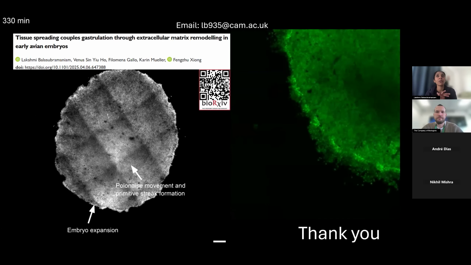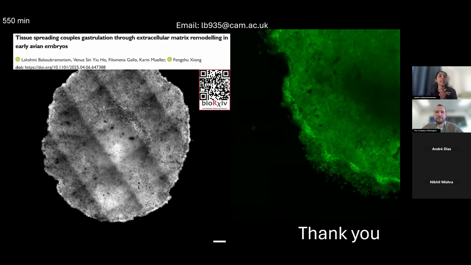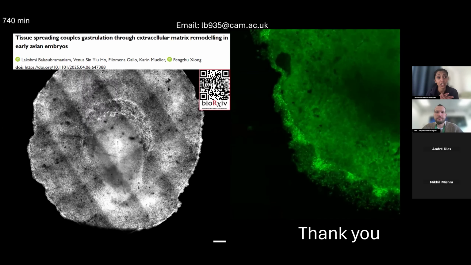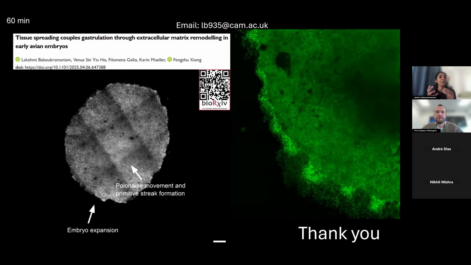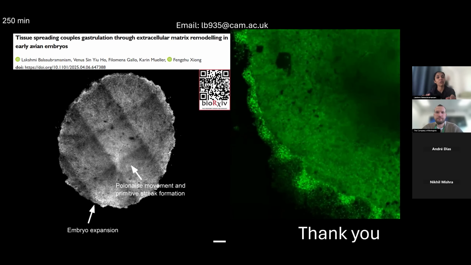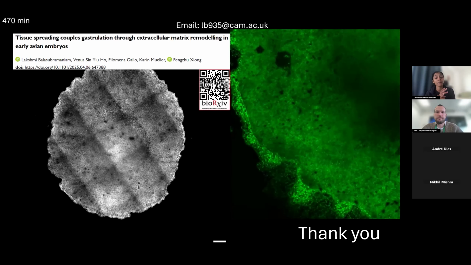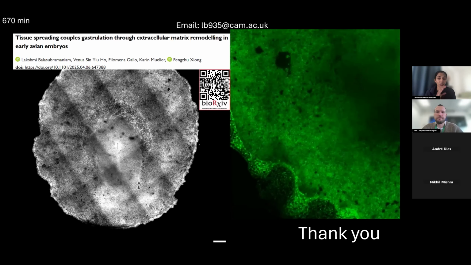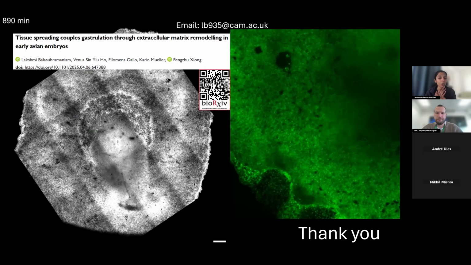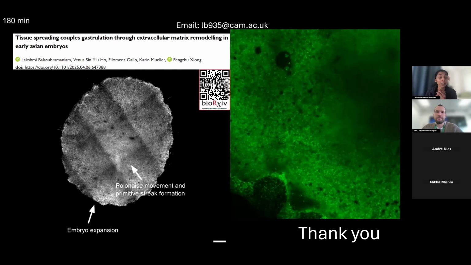From some of the preliminary data I have, I would also say there are some differences in the ECM organization, where it forms a barrier between where these Polonaise movements occur and where this outward expansion happens as well. So those are the two clues I have for now. Further than that, I don't really know.